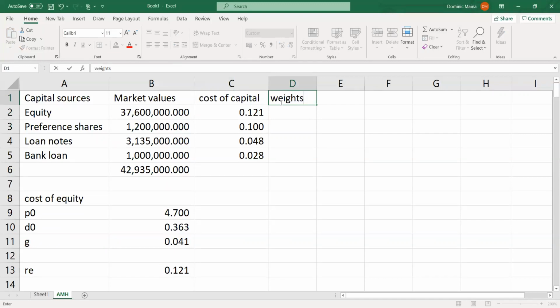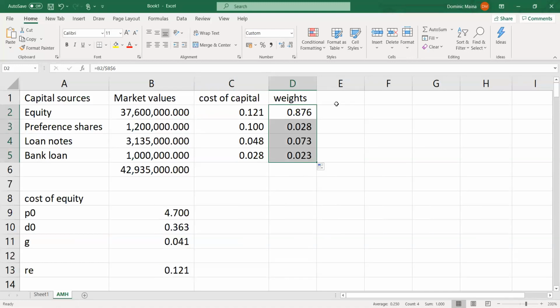Then we get the weight. So the weight of equity, we have it here. So divide by total market value. I want to lock that cell. Why? Because it is constant. Total market value remains the same. That's the weight for equity, from the first all the way to the last one.